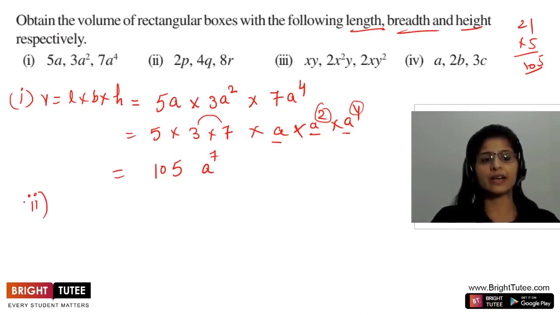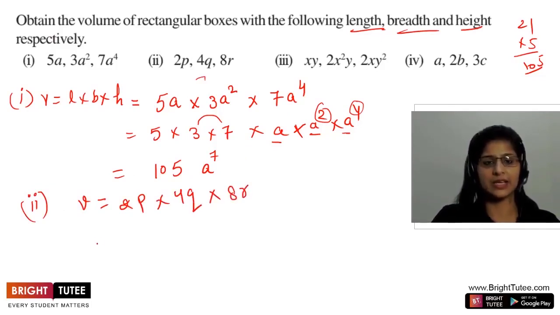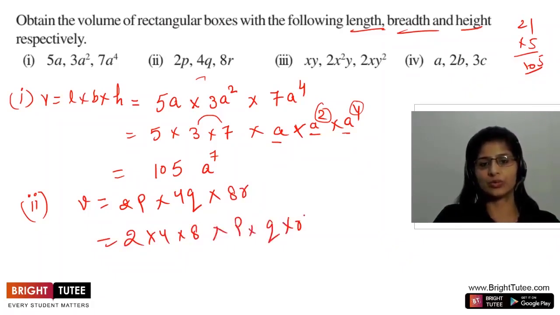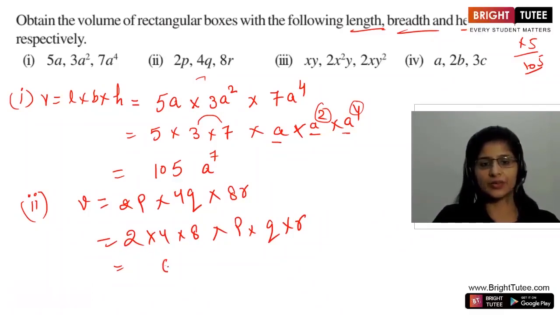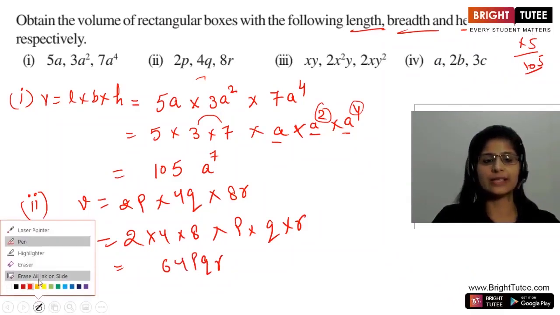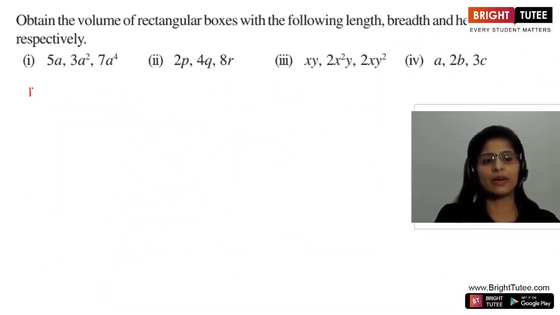In the second part, for finding out the volume, we'll multiply 2p, that is length, 4q, that is breadth, and 8r, that is the height. So 2 into 4 into 8, coefficients multiplied together, and p into q into r. 2 fours are 8, 8 eights are 64, p, q, r. Right, so we have done two parts, calculated the volume. Now let us do the third part.